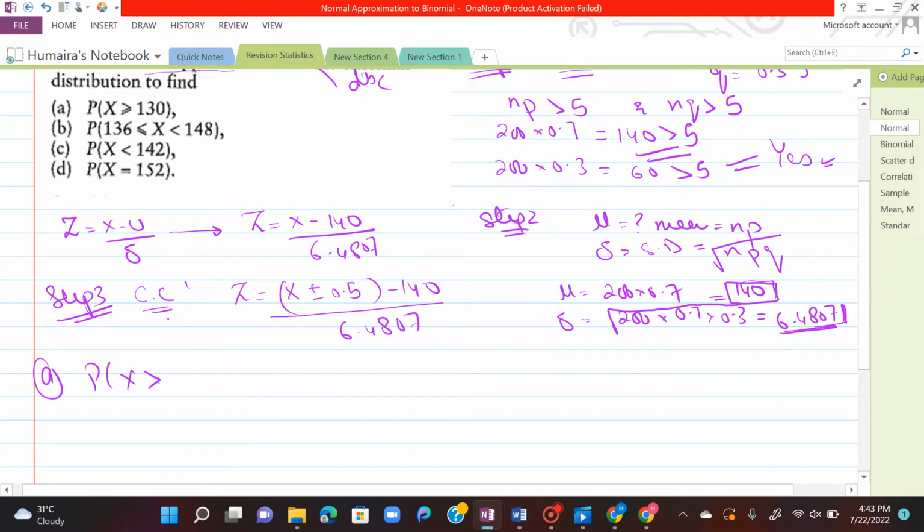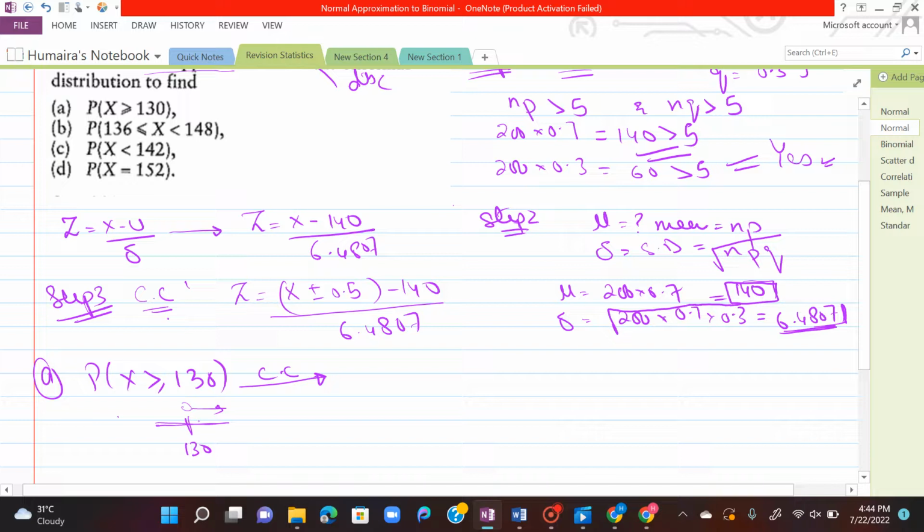Part A is probability of x is greater than or equal to 130. Do remember it's a discrete case. So when I am going to convert it to normal, I need to first of all convert it into the continuous. What is the easy way to remember, or just check it then and there? Let's say 130 is over here. 130 is included, and I have to take all the values more than 130, so including 130 and greater than 130.